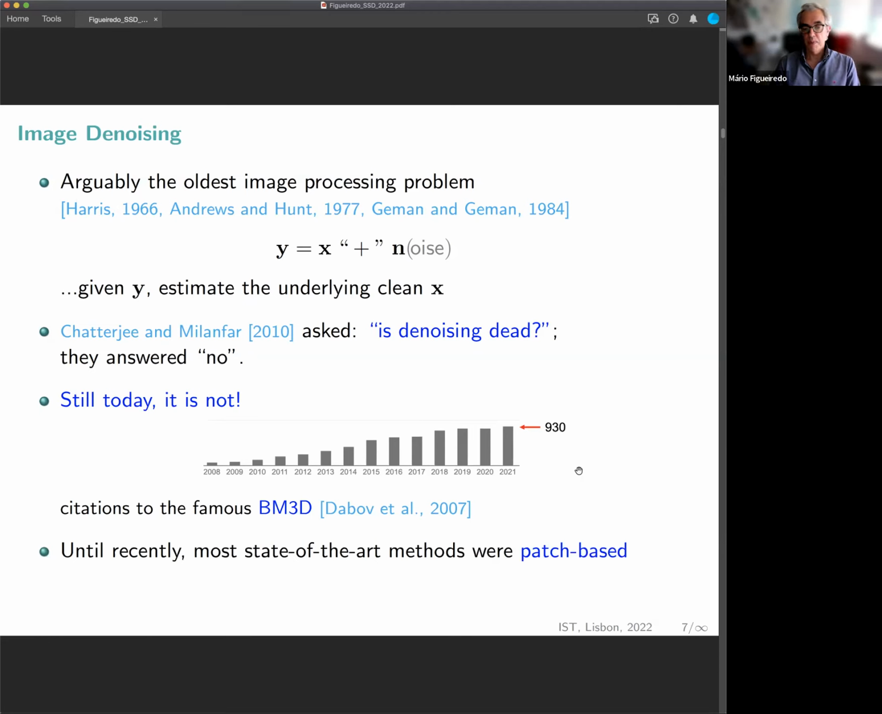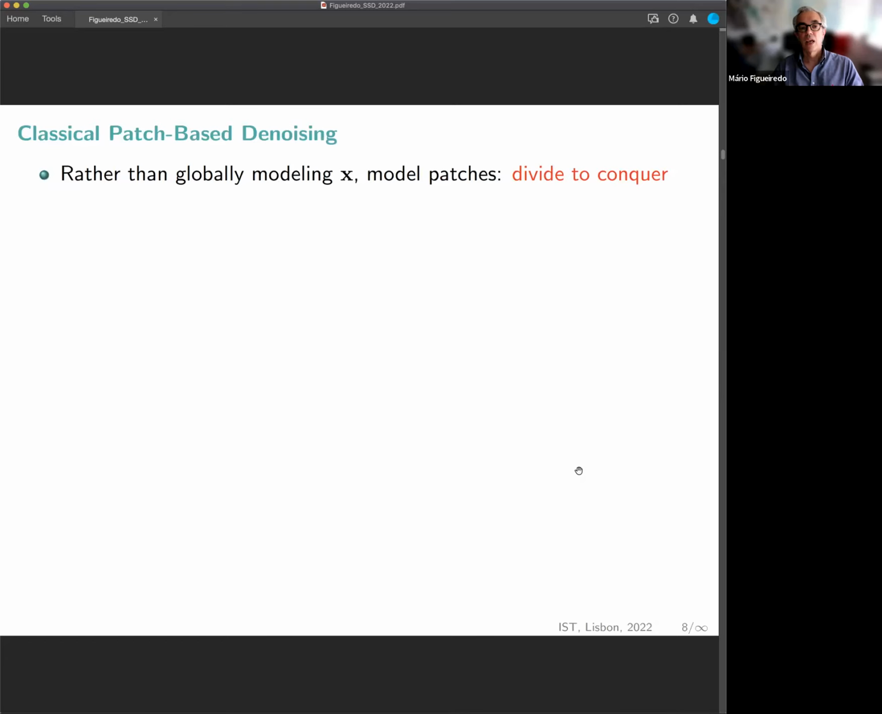Okay, until recently, most state-of-the-art methods for denoising, or if you want, for intensity estimation in Poissonian images, were patch-based. And I'll explain in a second what a patch-based method is. Of course, nowadays we have deep neural networks, deep CNNs, of different flavors with different techniques, and I will touch upon that slightly at the end. Okay, so what is patch-based denoising? You can look at it as an instantiation of this famous principle, which I think goes back to Julius Caesar: divide and conquer.